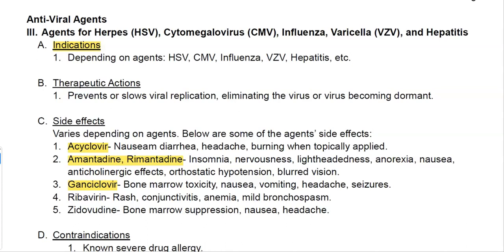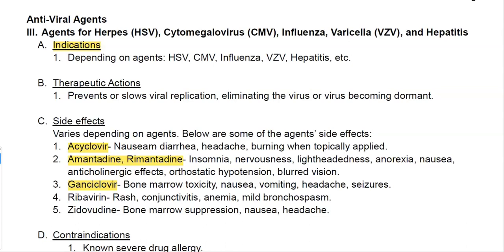Antiviral agents. Antiviral agents are used to treat herpes or HSV, cytomegalovirus or CMV, influenza or the flu, varicella or varicella zoster, and then hepatitis. So indication is all dependent on the agent. You guys are going to learn which one is used to treat what later on during this lecture. And so again, it's used for HSV, CMV, influenza, VZV, hepatitis, and so on.